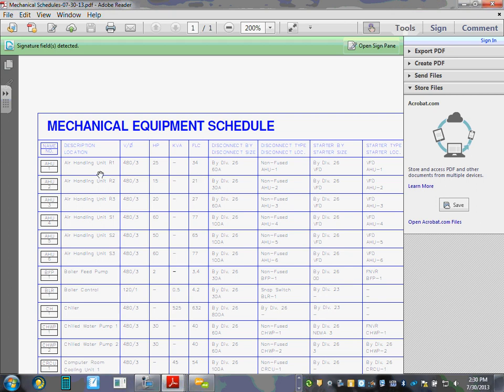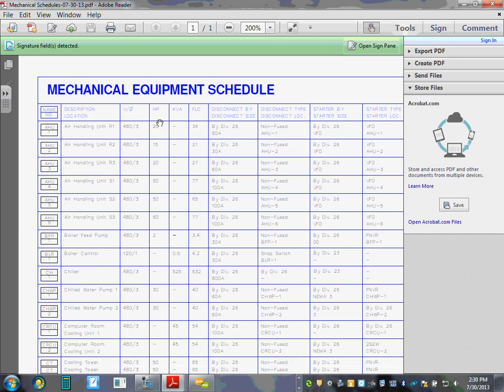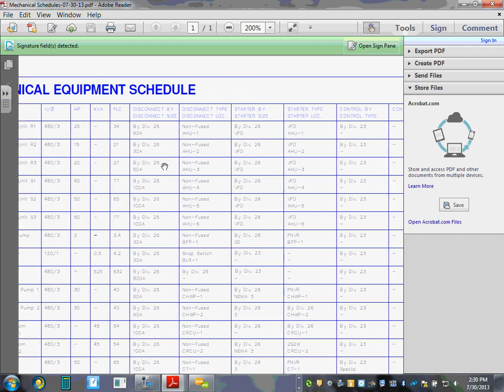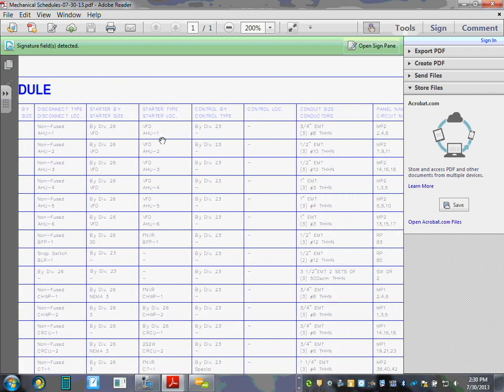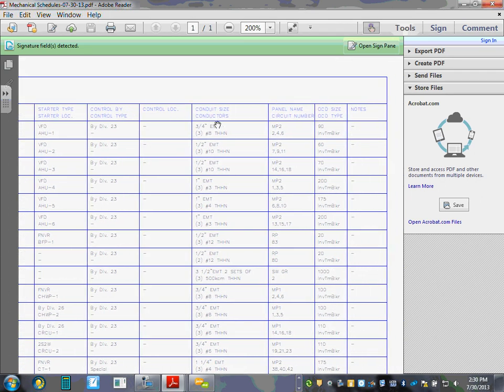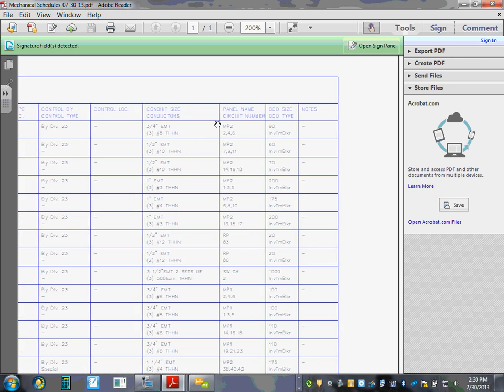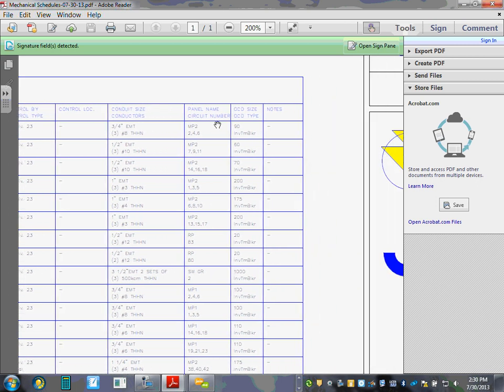This is from a project that we do at Dunwoody. I have a couple of horsepowers, of course, voltages, the full load amp from the NEC code book, disconnect, and all sized appropriately. And that's basically what you need to do. I don't know what you guys do with the starter. Here's your starter type, starter by, starter size. And the control, we leave it for division 23. Control location, care less. That's the mechanical counterpart. Conduit size, as well as the frame circuit breaker, as well as the panel that's going to be feeding it, and the size of the circuit breaker that's going to be feeding these equipments.